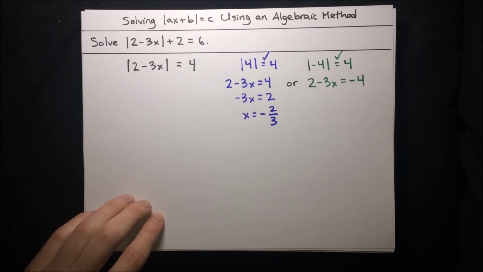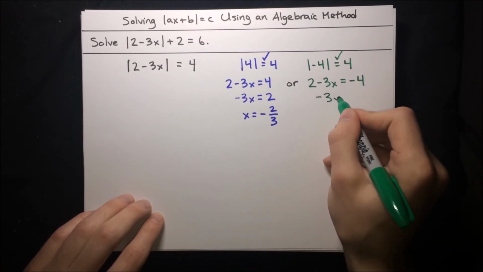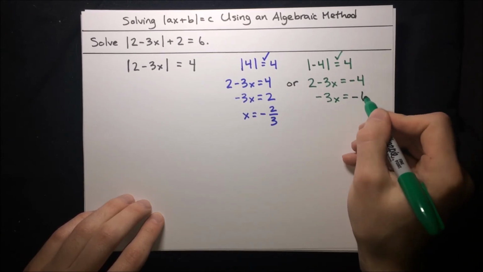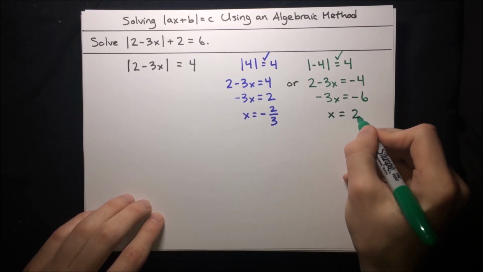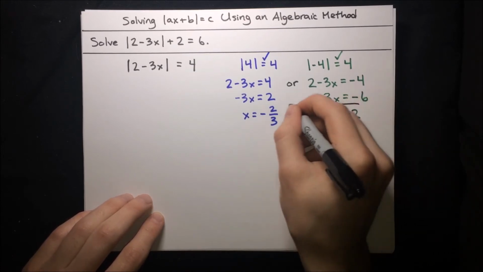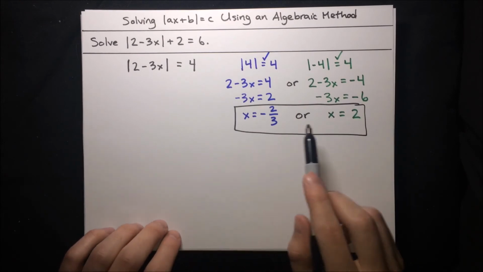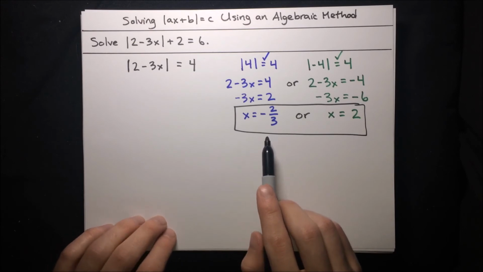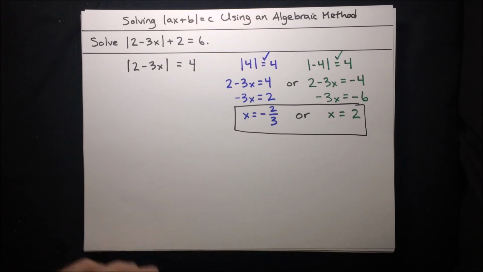Okay, and then how about the other one? Again, we'll just subtract 2 to get negative 3x equals negative 4 minus 2 is negative 6, and then divide both sides by negative 3, get x equals 2. So there we go. These are our two solutions. I'd encourage you to check these two solutions to get into good habits of checking. We won't actually do it here, but they will work out if you check them by plugging them into the original equation.